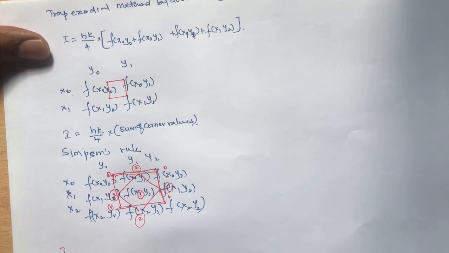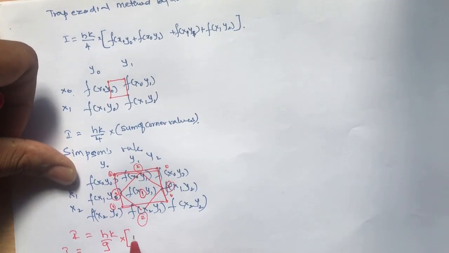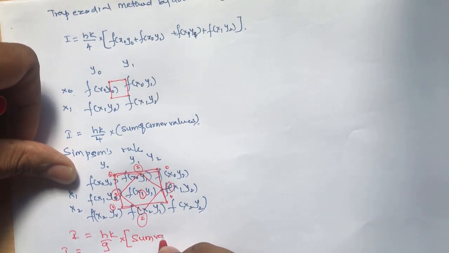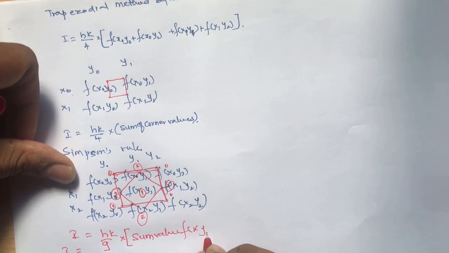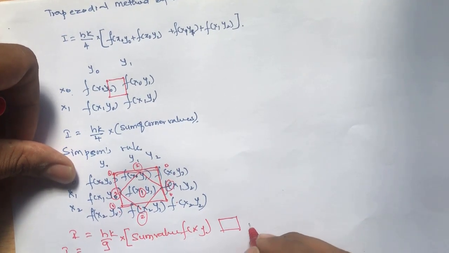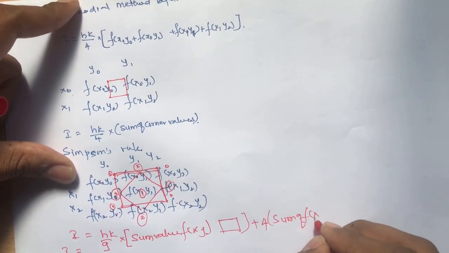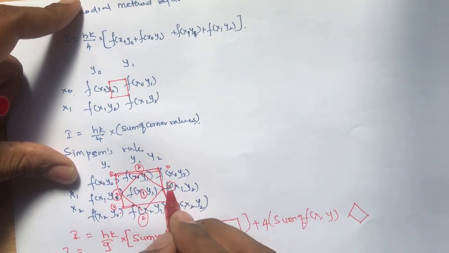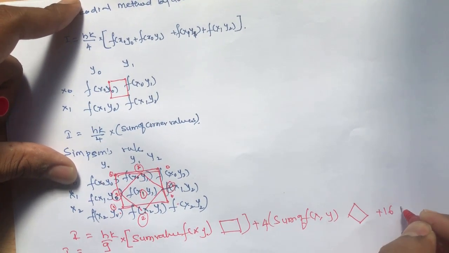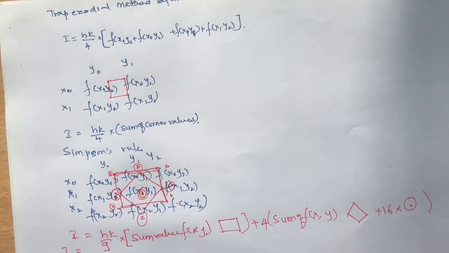So the formula will be I is equal to h into k by 9 into bracket sum of values of f of x y which are in the form of the square, that means this value, this value, this value, this value you have to add, plus 4 times the sum of the f values in a rhombus shape, that means this value, this value, this value, and this value, plus 16 times the center value. If you take that, it will be the Simpson rule value. Okay, so we'll solve one problem to understand both the methods.